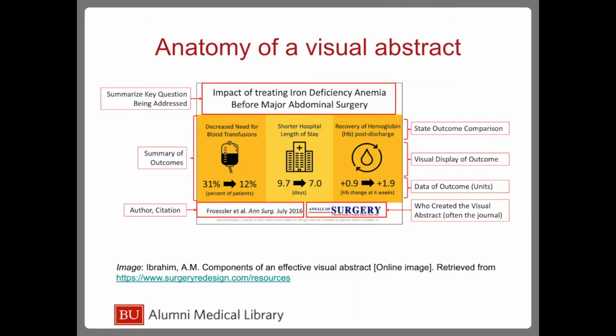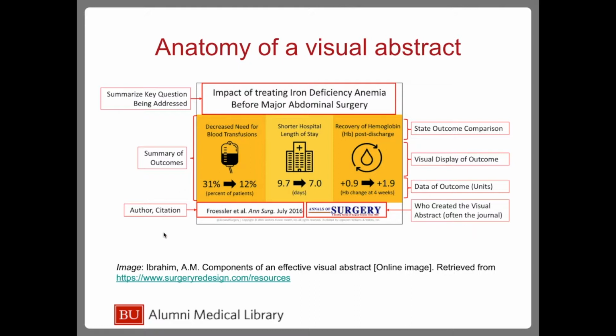But in general, you might up at the top have a heading that summarizes the key question addressed in your paper. In the center, there's usually a summary of the outcomes that are discussed in your paper, including usually a statement of the outcome comparison, some sort of visual display of the outcome. Here, icons are used. And then any data that you want to present that's related to your outcomes. Now here they presented 3 outcomes. You don't have to show 3 outcomes, but it is kind of typical. 3 is kind of like a magic number.